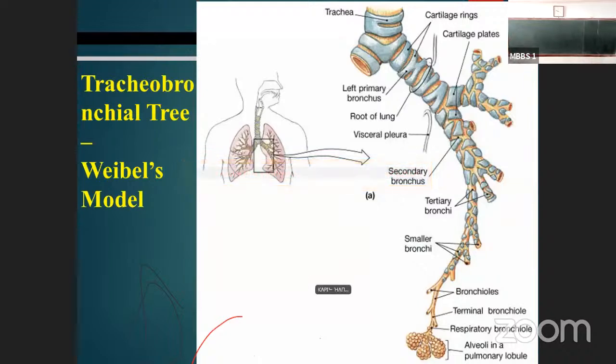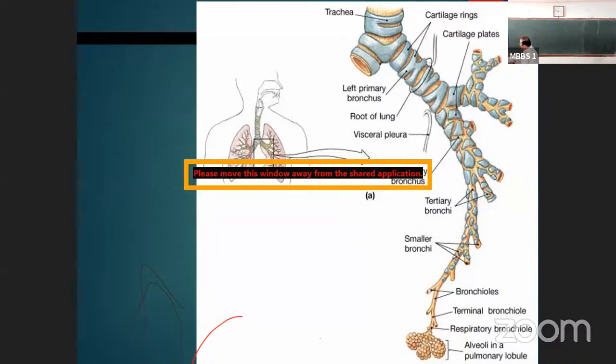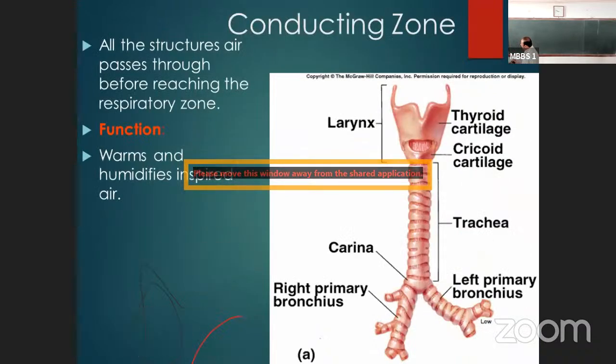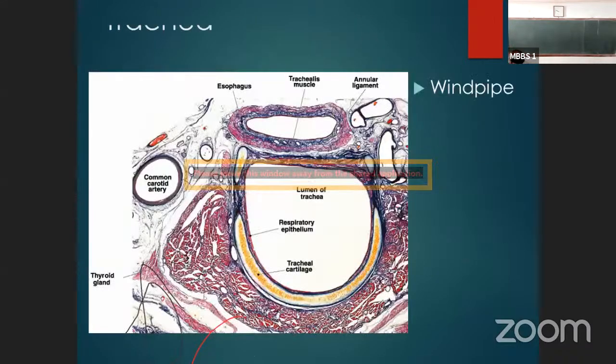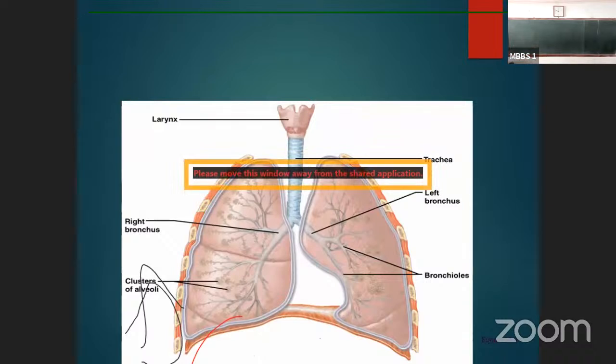Is it clear? Now, if you observe, the trachea divides into the bronchi, and again there is division of the bronchi. The division and redivision of the trachea is called the tracheobronchial tree. If you observe this structure, we can see a tree-like structure. Division and redivision of the trachea forms a tree-like structure, so it is called the tracheobronchial tree. Is it clear?